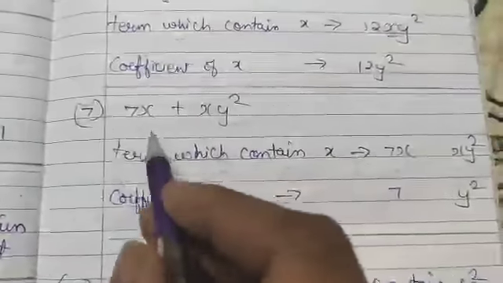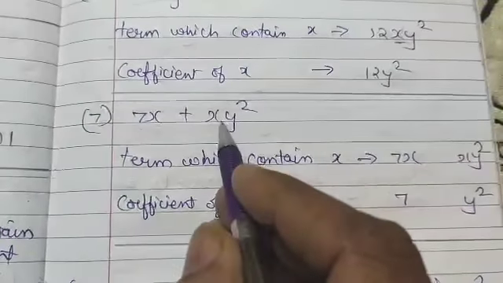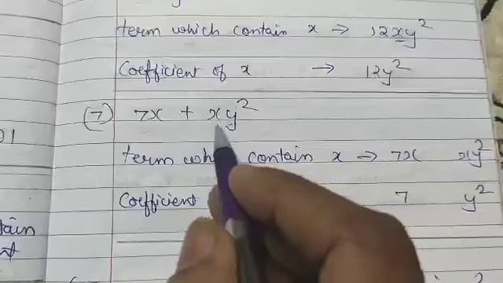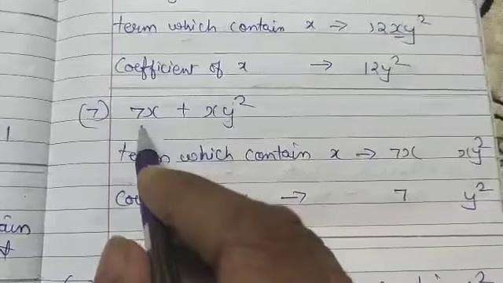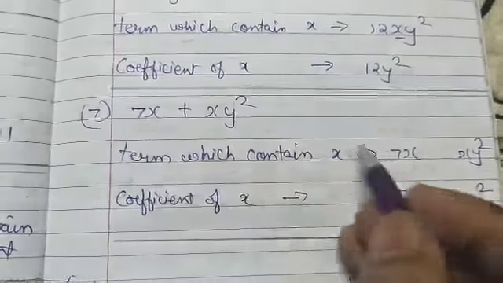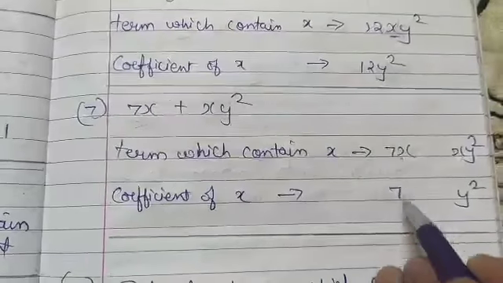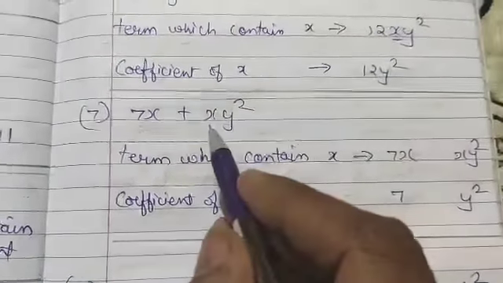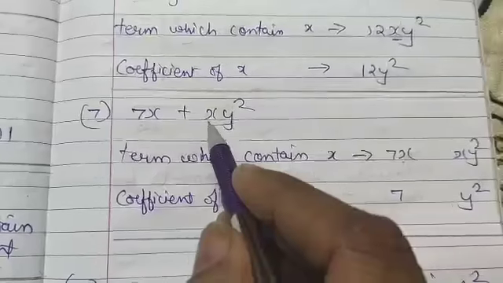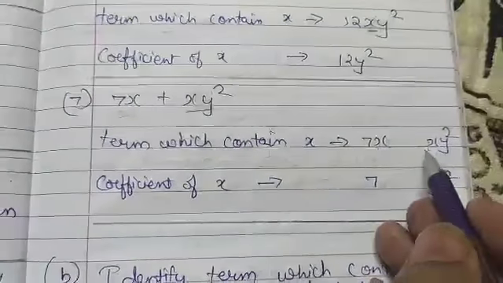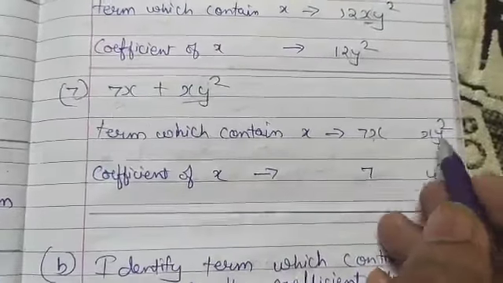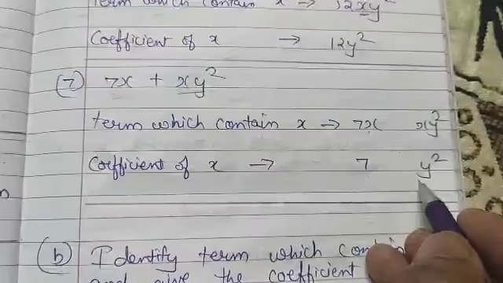Then 7x plus xy square, here two terms are there. The first term contains x, that is 7x, and its coefficient will be 7. See, I have written over here. And the second term also contains x, that is xy square, and its coefficient is y square.